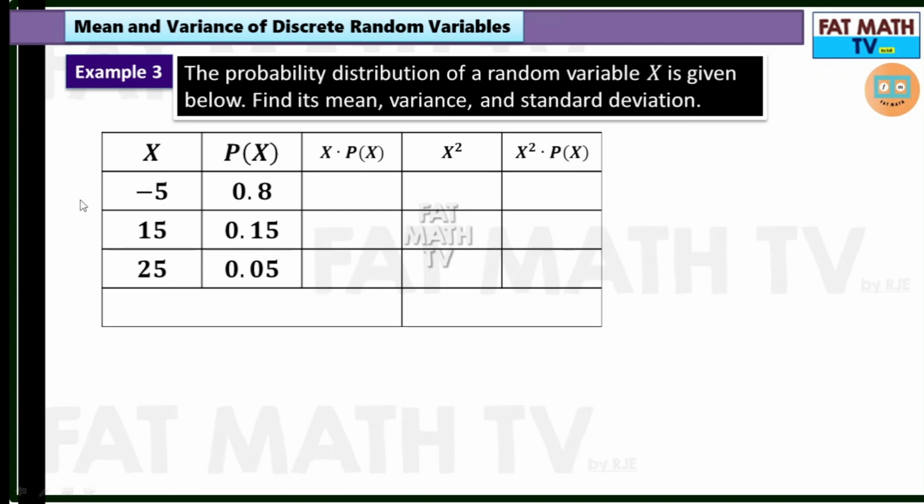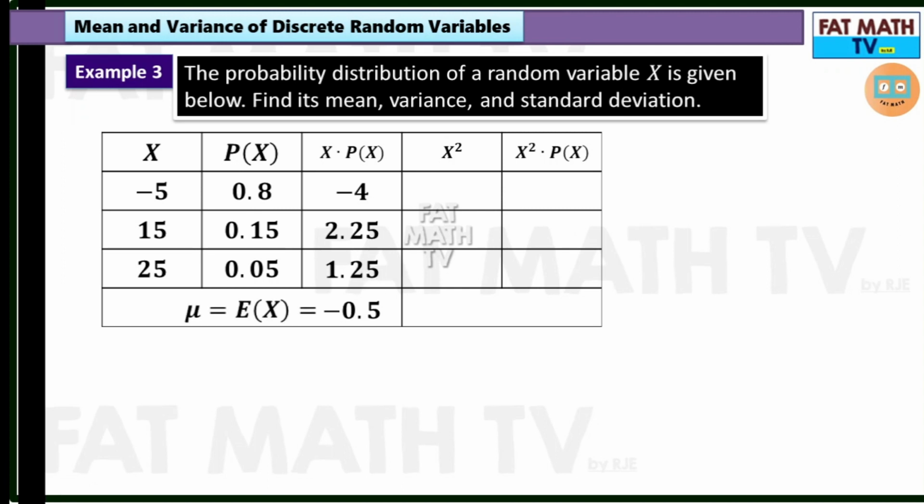Last example for this video for the mean and variance of discrete random variables. We have here values of the random variable x, negative 5, 15, and 25 with corresponding probabilities 0.8, 0.15, and 0.05. To solve for the mean, x p of x first, negative 5 times 0.8, that is negative 4. 15 times 0.15, that is 2.25. 25 times 0.05, that is 1.25. If we add them all, we get negative 0.5. Negative 4 plus 2.25 plus 1.25 equals negative 0.5.